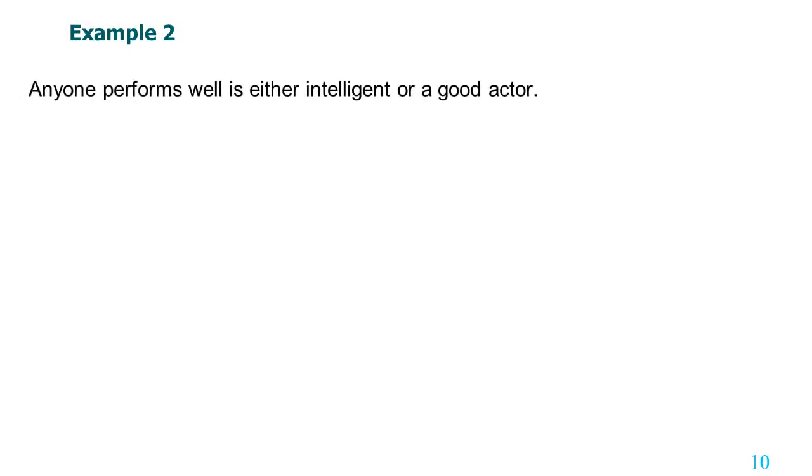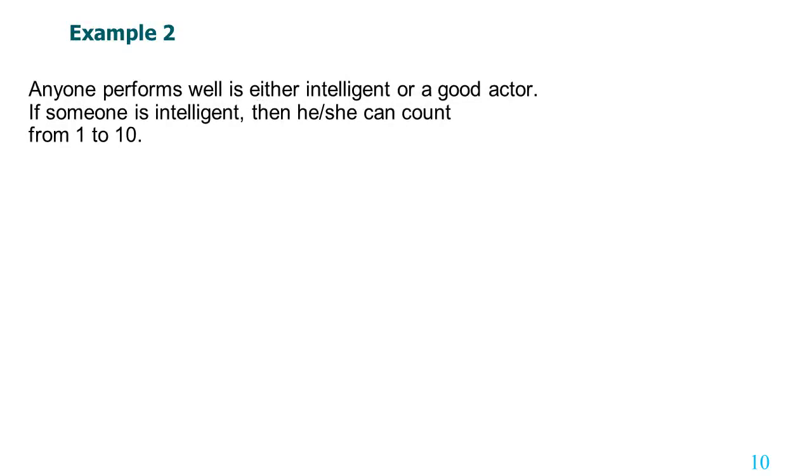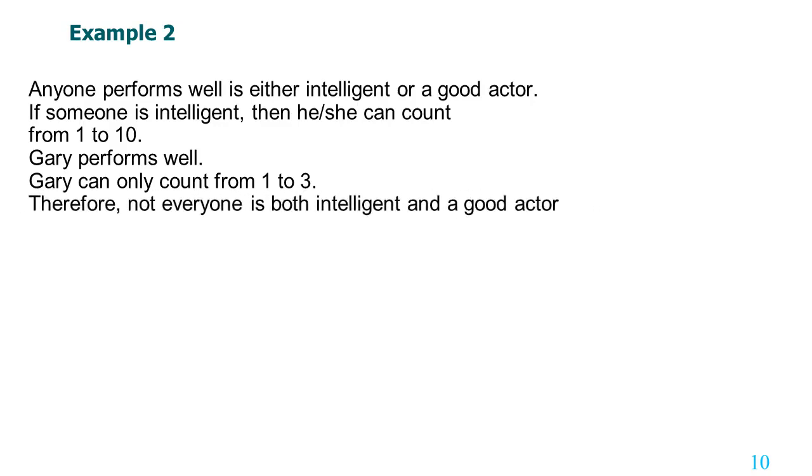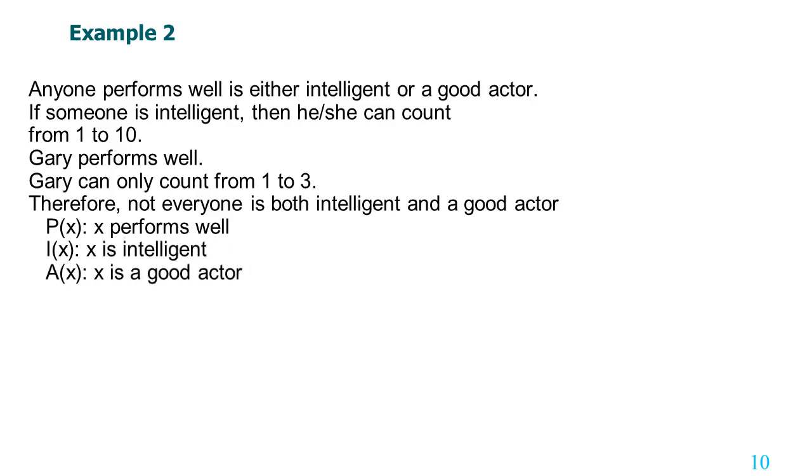Anyone who performs well is either intelligent or a good actor. If someone is intelligent, then she can count from 1 to 10. Gary performs well. Gary can only count 1 to 3. Therefore, not everyone is both intelligent and a good actor. Now it can be formulated as Px, x performs well. Ix means x is intelligent. Ax means x is a good actor. Cx, x can count from 1 to 10.